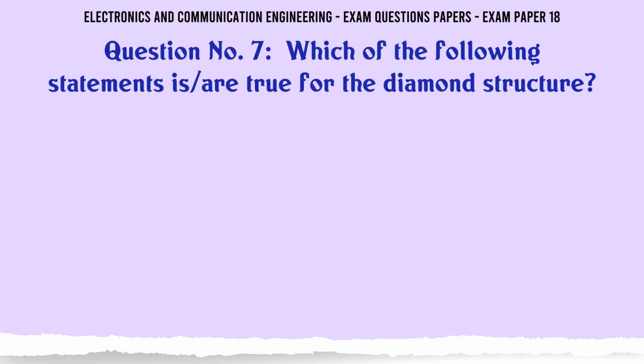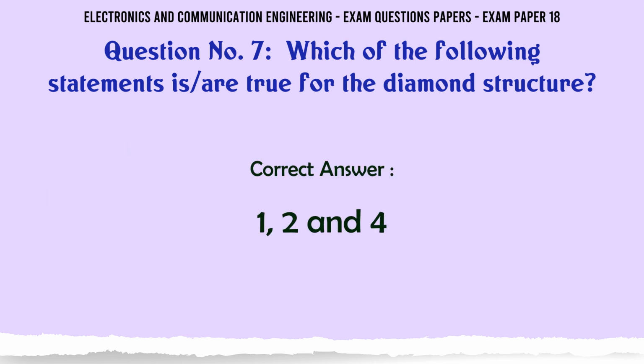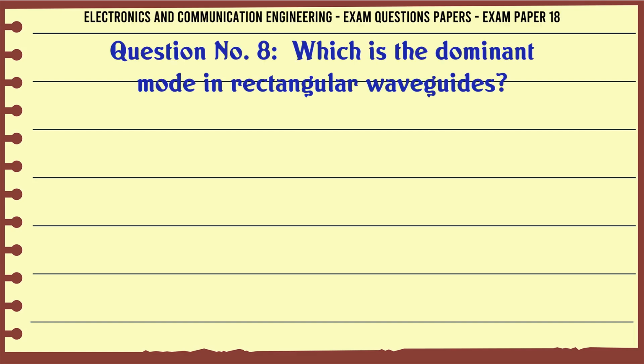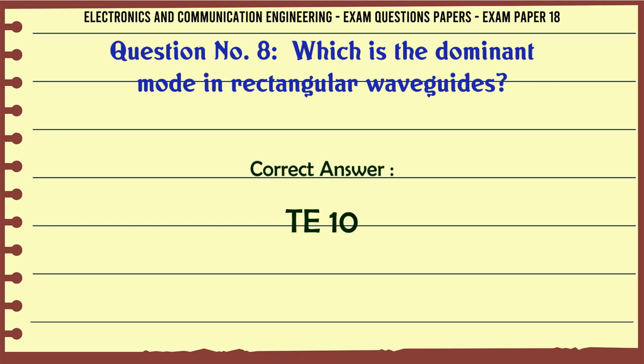Which of the following statements are true for the diamond structure? A. 1 only, B. 1, 2 and 4, C. 2 and 3 only, D. 2, 3 and 4. The correct answer is 1, 2 and 4. Which is the dominant mode in rectangular waveguides? A. TE10, B. TE11, C. TE01, D. TM11. The correct answer is TE10.